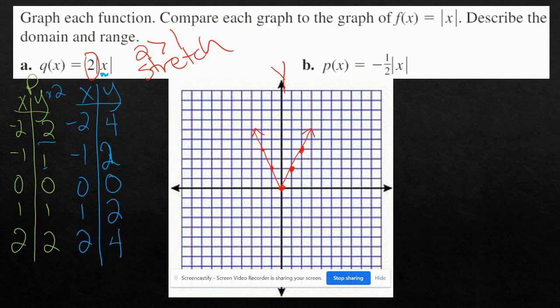And so there's our new graph. And you can see that it's closer to y now. The arms are closer to y versus this was our parent function. So these arms right here came closer to the y-axis.